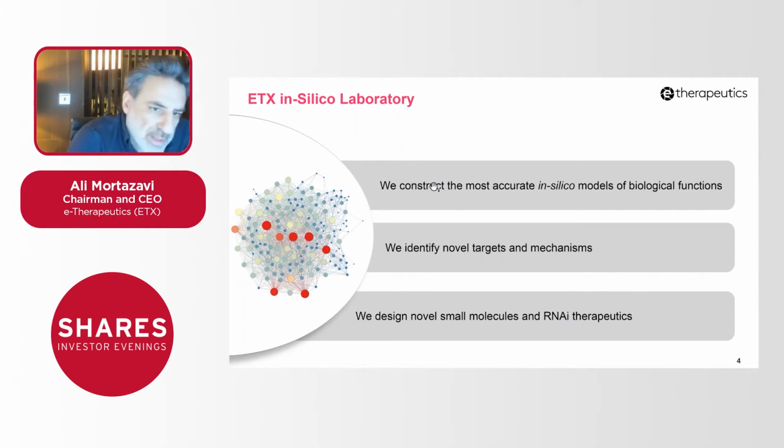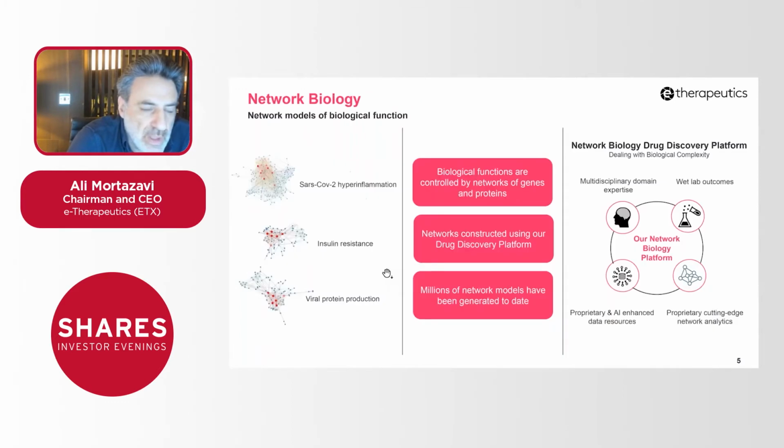functions. Once these models are established and they're accurate, we go on to use them to identify novel drug targets and biological mechanisms. We then go on to design intervention strategies, such as using novel small molecules and the recent announcement of the RNA platform. On the left-hand side, you can see some examples of what these models look like. This is a model we did in SARS-CoV-2 hyperinflammation.